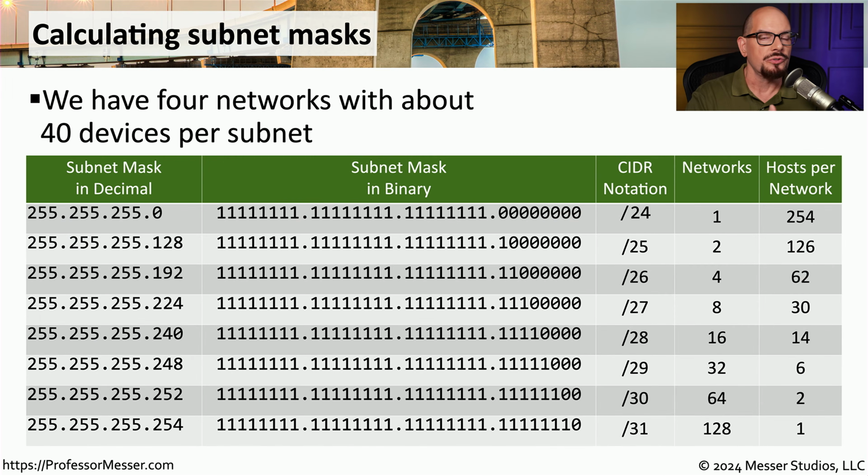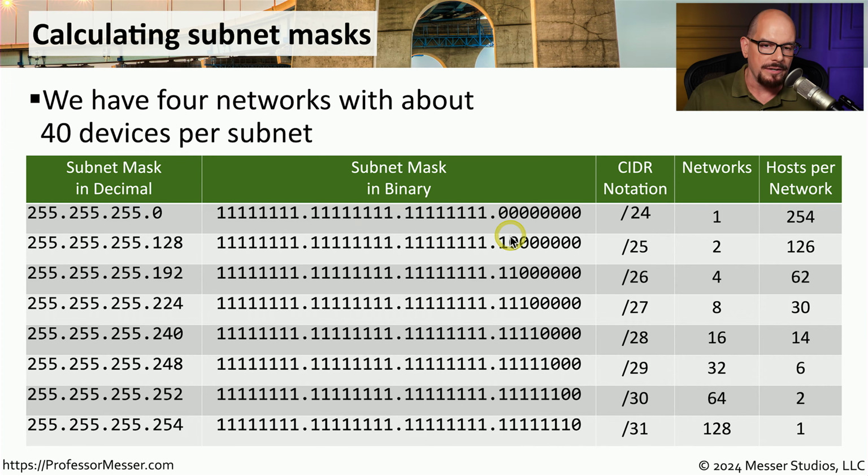Now, you could, of course, write out all of the possibilities in decimal and binary and be able to calculate what the differences are with the number of networks and the number of hosts per network. For example, if you look at the default subnet mask that we were given, which is 255.255.255.0, you can see this is the binary representation of that subnet mask and the CIDR notation, which is a /24. That gives us one single network with 254 hosts per network.